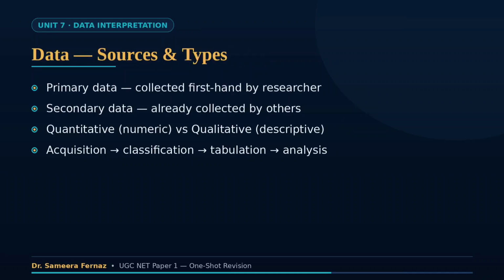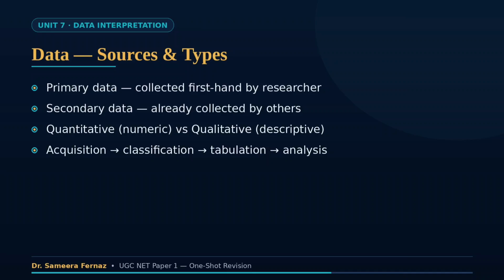Next is data interpretation, Unit 7. So we came to Unit 7, data interpretation. Here we are going to read charts and numbers, and I will try to make it simple. Okay, so the first one is data, source and type. First, the basics of data.